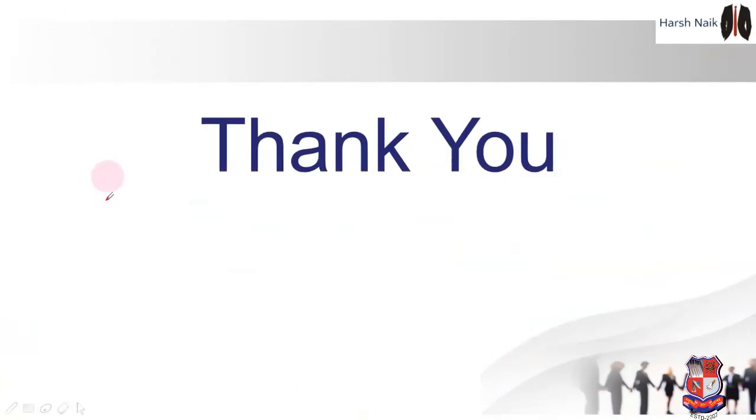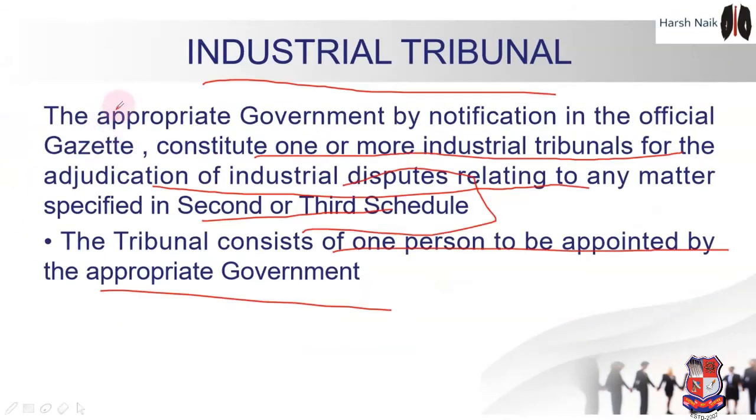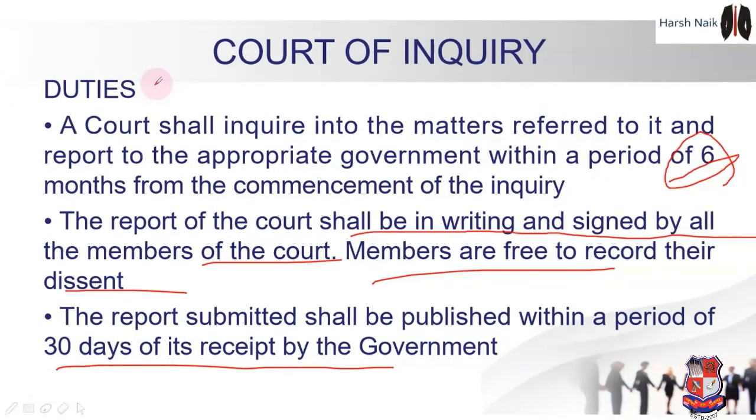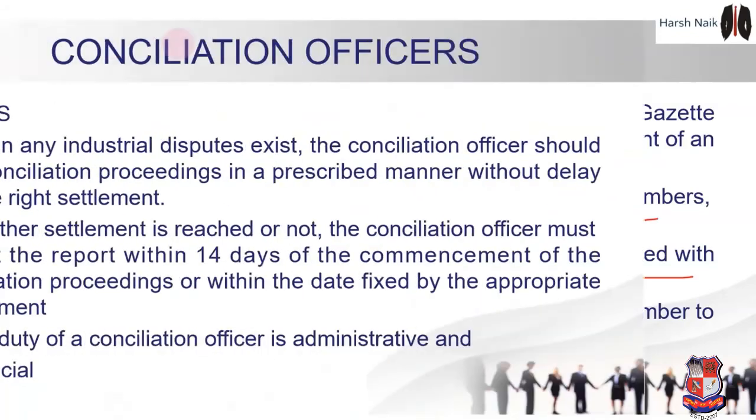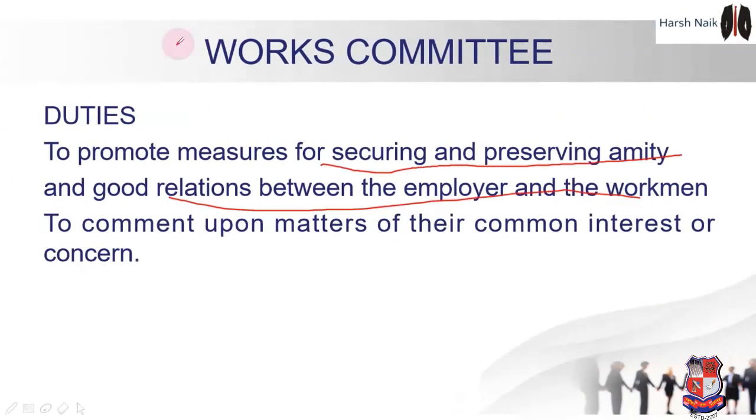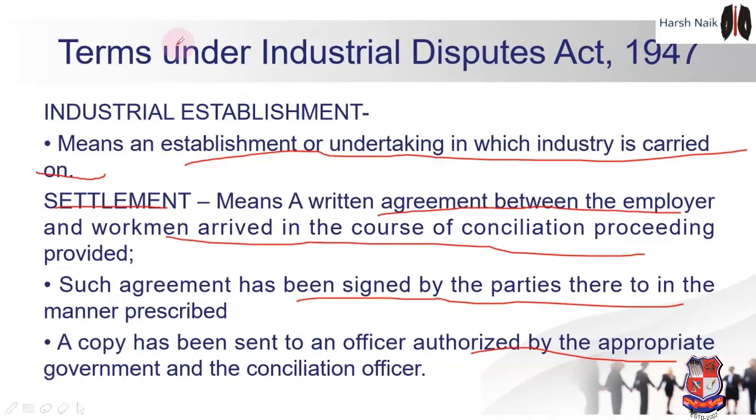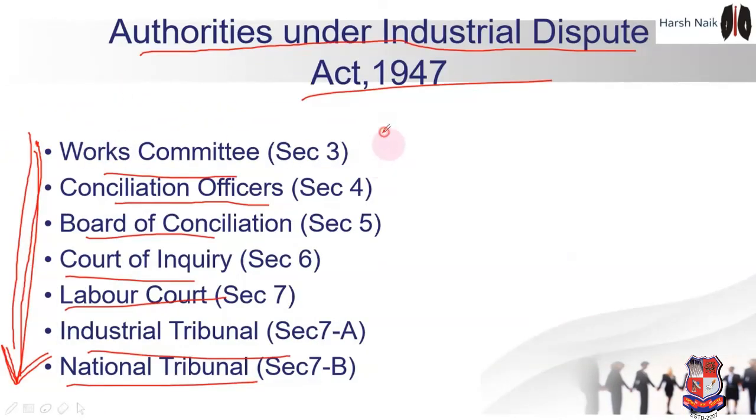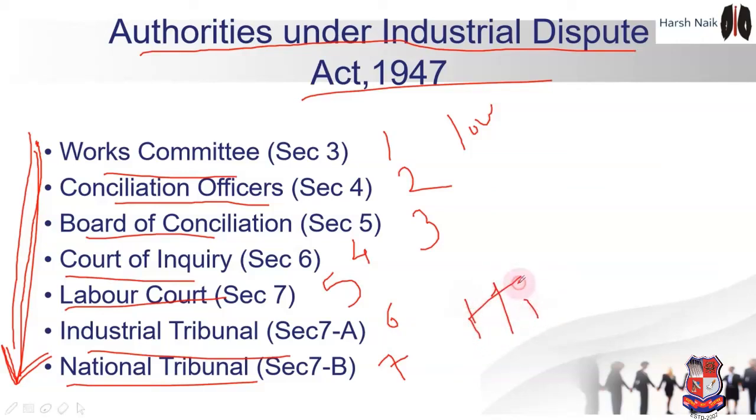So here, what we are seeing is that from a very low level, let me go to the previous slide here. If we start from the first, the works committee, then the conciliation officer, then there will be boards of conciliation, and there will be a court of inquiry, then the labor court, then the industrial tribunal, and lastly, if it has national importance, it will be the national tribunal. So we are going from lower level to higher level, right, for the different kinds of disputes.